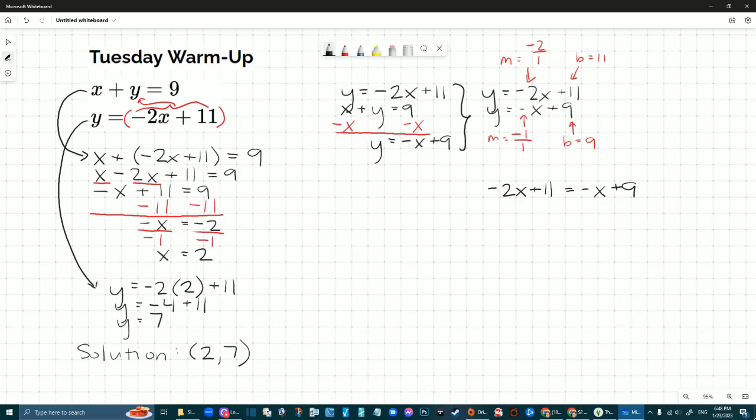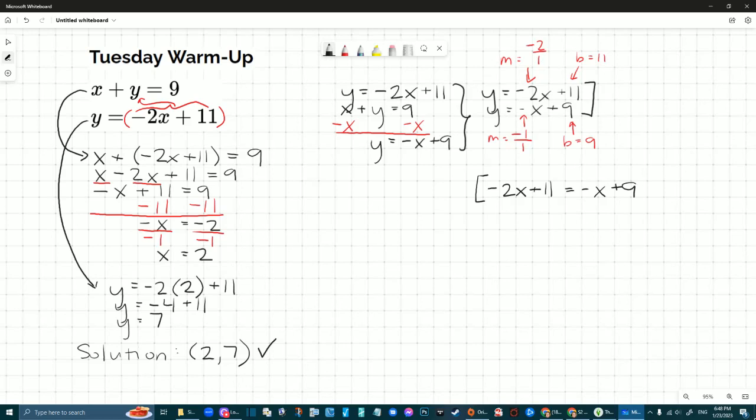I would encourage you in your small groups to take a few minutes and try to graph these two equations, and also try to solve this using the equal values method and check that you get 2, 7 as a solution. Because this system of equations should always intersect at the same point, regardless of how we solved that system.